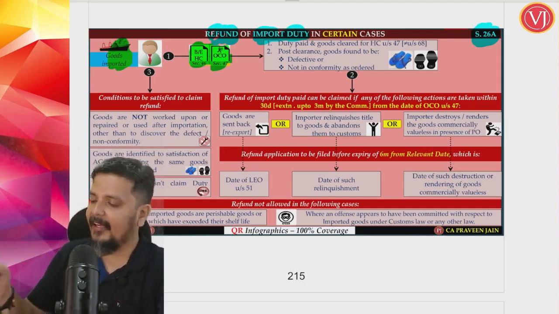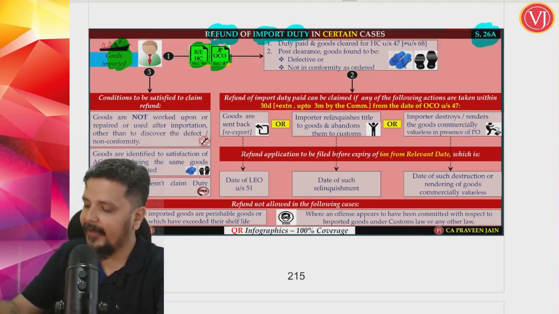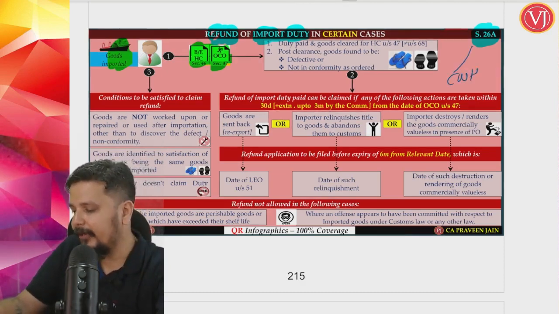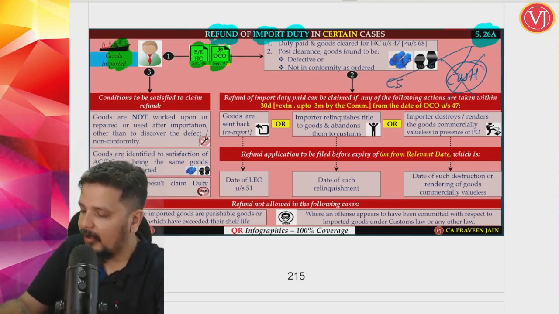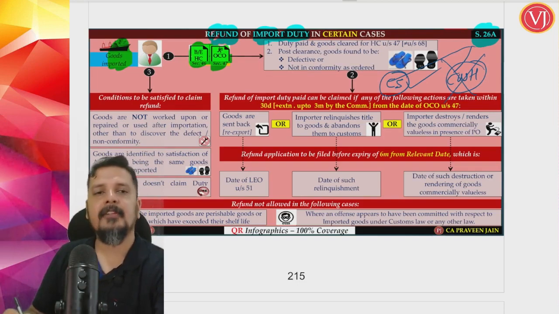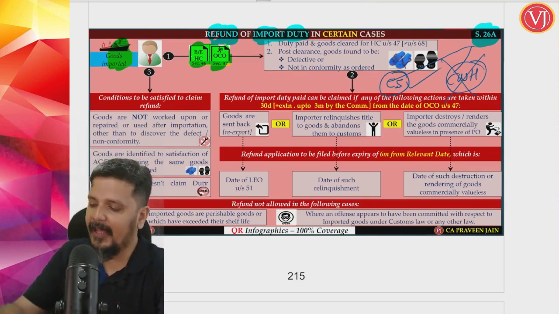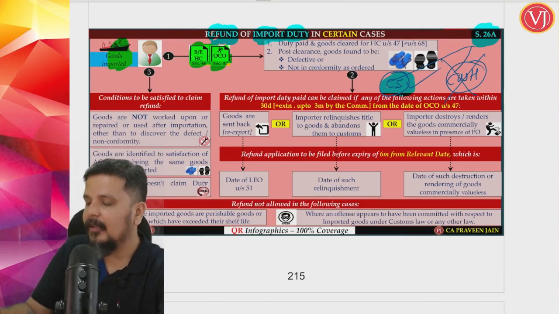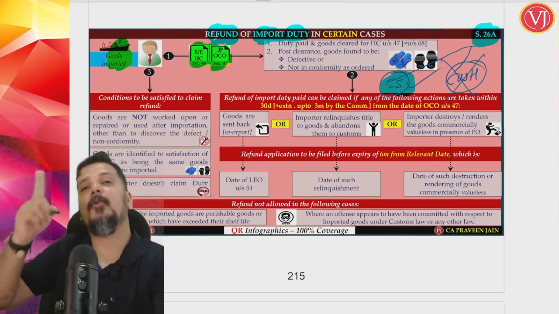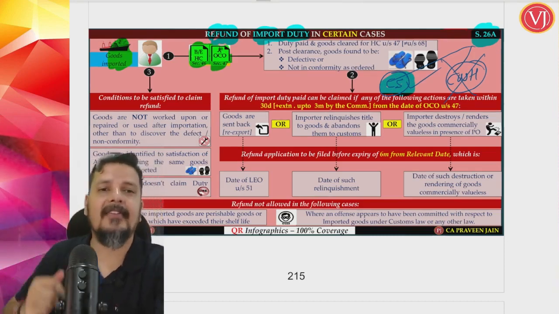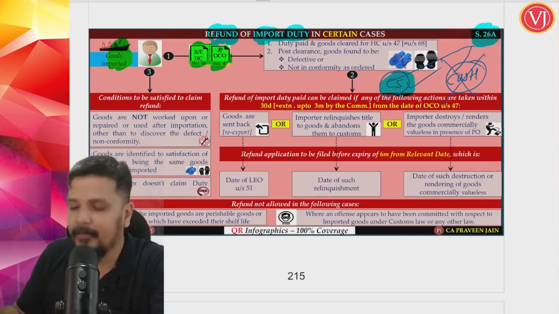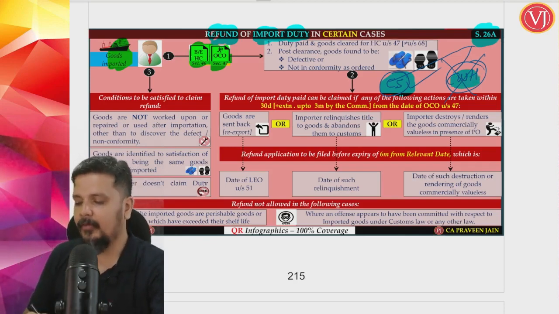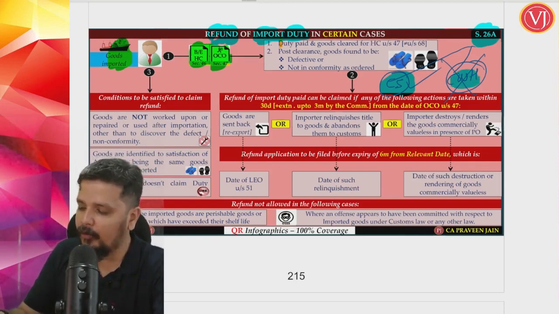Please understand that the benefit of section 26A is not applicable when you take the goods to your customs warehouse. This benefit is applicable only when the goods are directly cleared from the customs station. From customs station to customs warehouse, then clearing, 26A cannot be applied. 26A is applicable only when the goods are directly taken from the customs station, not from the customs warehouse. So the duty should have been paid and goods should be cleared directly from the customs station.